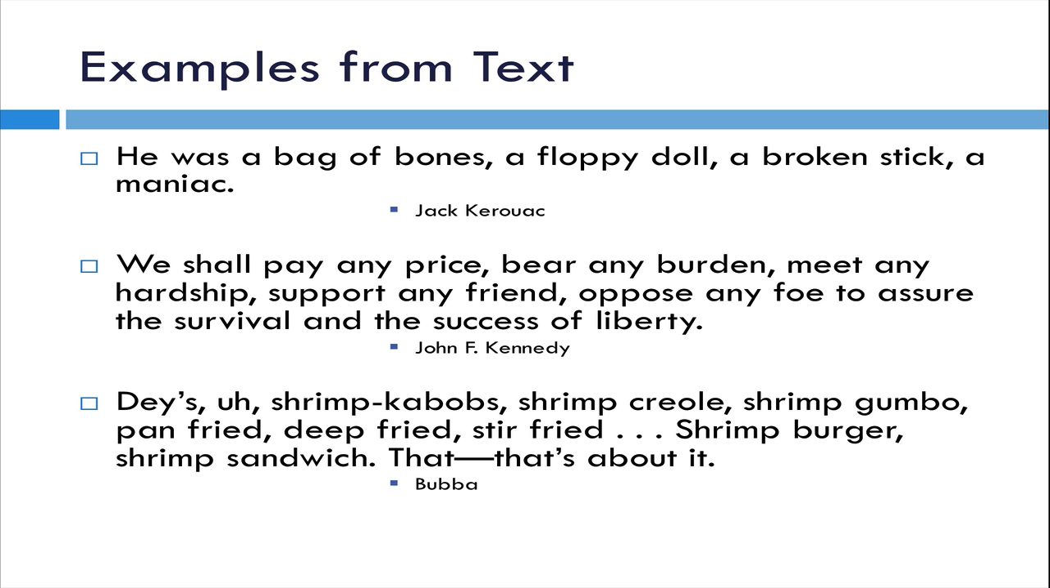So here's some examples. He was a bag of bones, a floppy doll, a broken stick, a maniac. From John F. Kennedy, "We shall pay any price, bear any burden, meet any hardship, support any friend, oppose any foe to assure the survival and the success of liberty." So again, he's saying that we shall do many things: pay, bear, meet, support, and oppose. But rather than separating them with conjunctions, which would be polysyndeton, rather than joining them in the usual manner, which is commas and then an "and" before the last one, he chose to use asyndeton. So it's a little bit more rapid pace and then a focus on the last one.